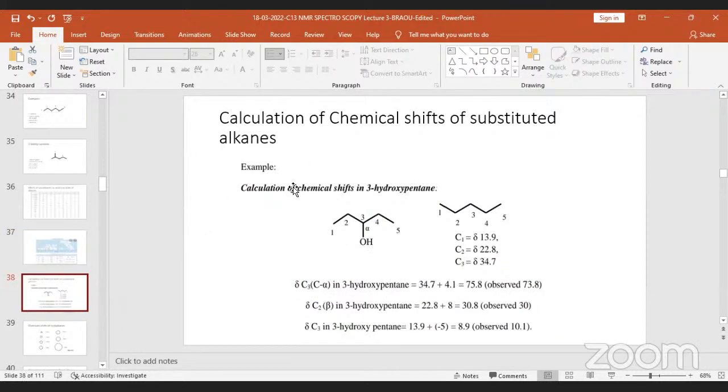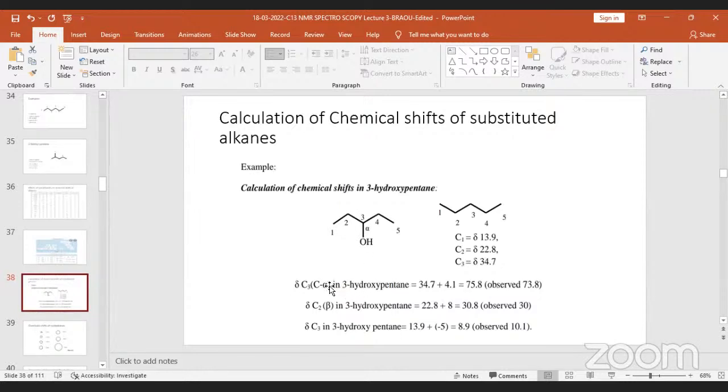Now, I told you, once you have the chemical shift of the parent alkane, you can calculate the chemical shift of substituted alkanes also. How? See, the parent alkane is pentane, for 3-pentanol, or 3-hydroxypentane. Without the OH, it is pentane only, no? If it is pentane, you can calculate with the formula we have just seen. If you calculate, these are the values you get. Now, OH is attached, so for that OH, that shift you have to add.